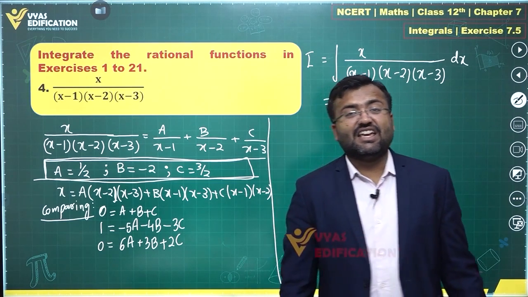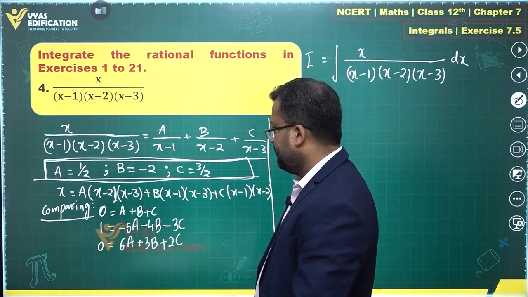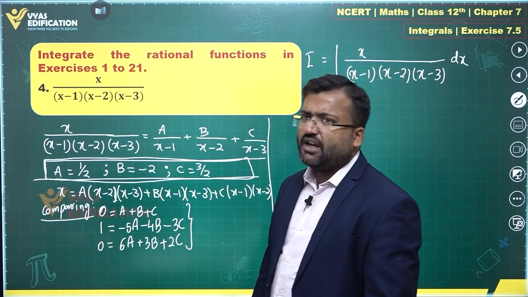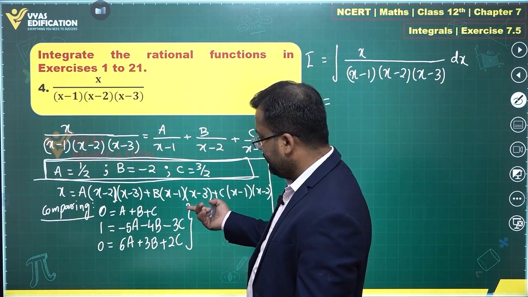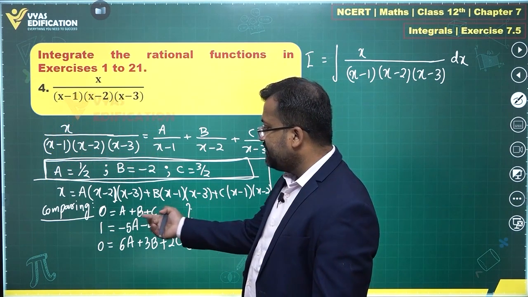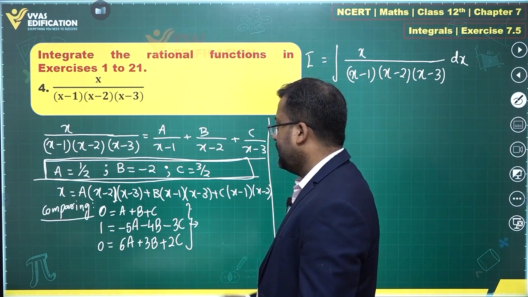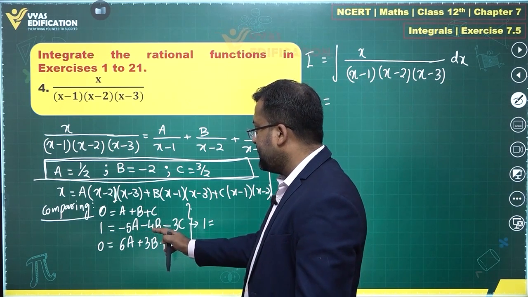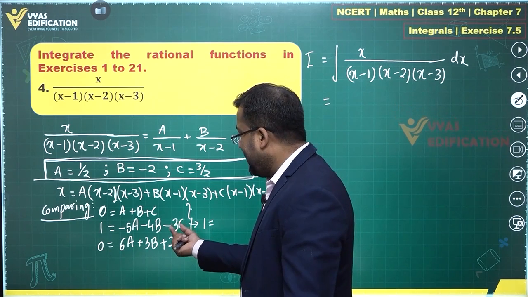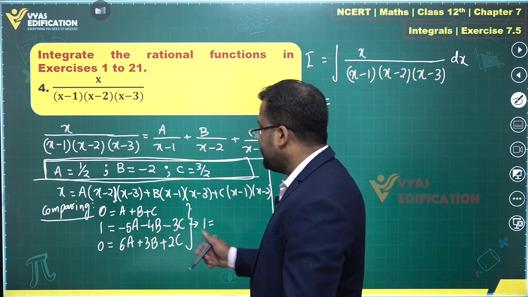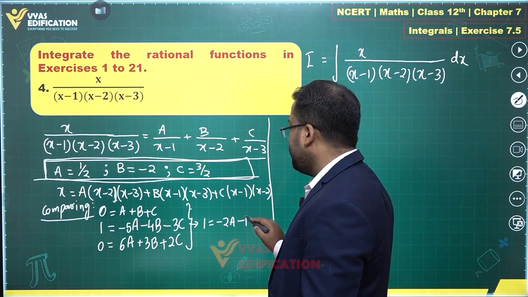And once I reach this stage, what I'll do is simply solve the values of a, b and c from these 3 equations. Looks complicated, but it is not very complicated. We'll have to eliminate one of the variables using one equation. Let's use this equation. The value of c is minus a minus b. Let's substitute it over here. And this equation becomes what? 1 equals minus 5a minus 4b minus 3 times minus a minus b, which will be 3a plus 3b, right?